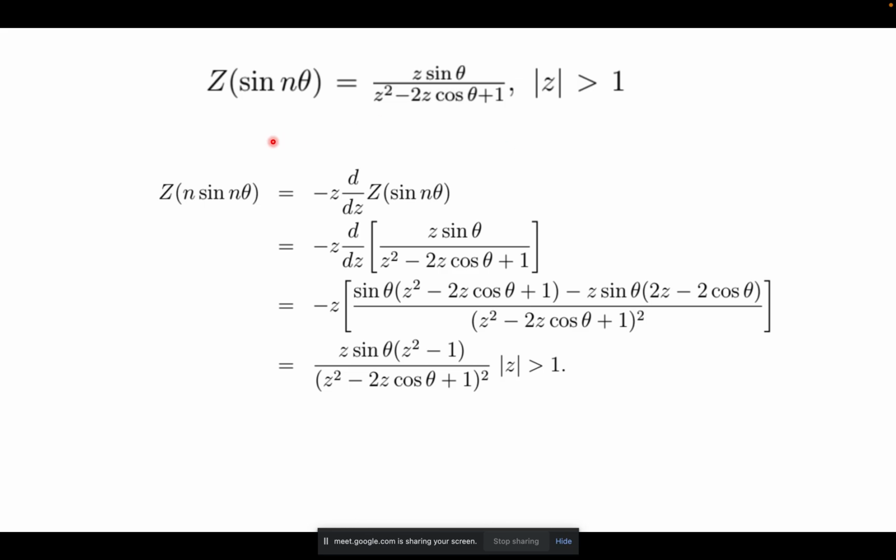First, if I just ask you what is the Z transform of sin(nθ)? This is a very standard form, and it can be easily calculated. The Z transform of sin(nθ) is given by z sin θ upon z² minus 2z cos θ plus 1, right? With the modulus of z greater than 1 to say that the series is converging.